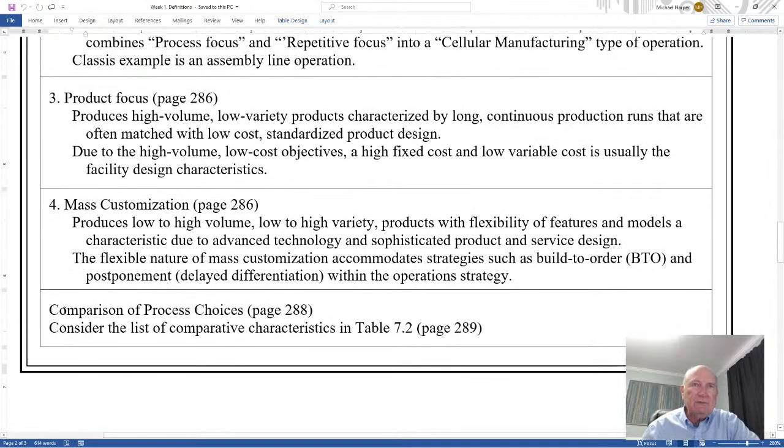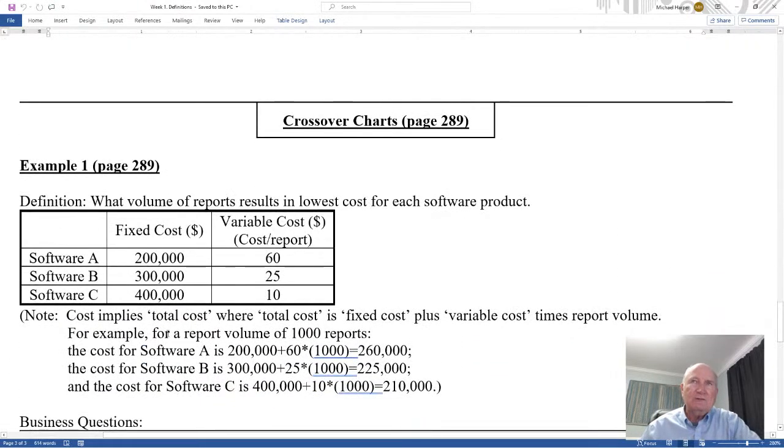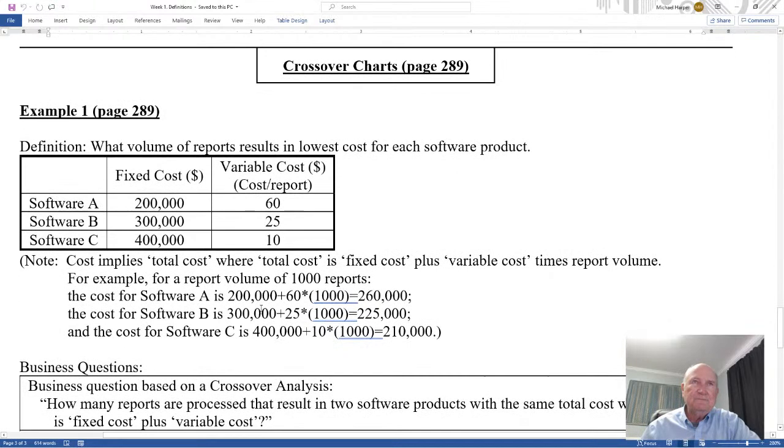Now, I would suggest that you look at the comparison of process choices on page 288 and consider the list of comparative characteristics on table 7.2 on page 289. You can go through and read each one of them, and that's going to be very informative. Okay, the second thing we're going to be looking at is something called crossover charts, page 289.